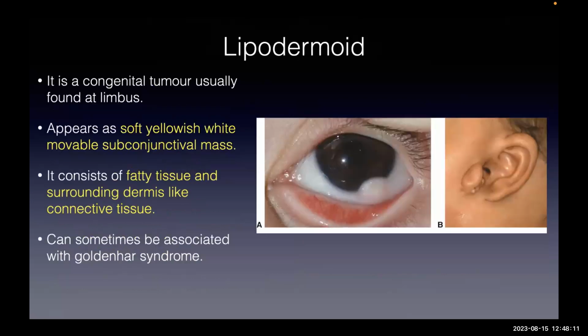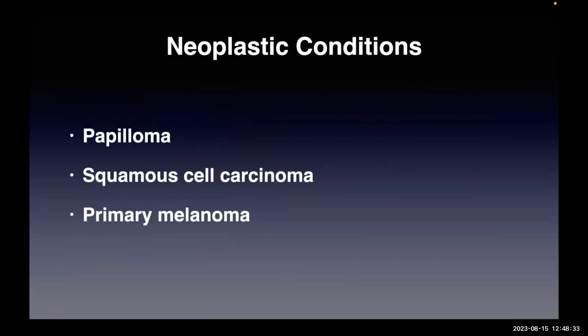Next is lipodermoid. It is congenital tumor usually found at limbus. Appears as soft, yellowish white, movable subconjunctival mass. It consists of soft tissue surrounding dermis-like connective tissue. It can sometimes be associated with Goldenhar syndrome. Goldenhar syndrome is associated with presence of accessory auricles as shown in the picture, and some other congenital defects can also be present.